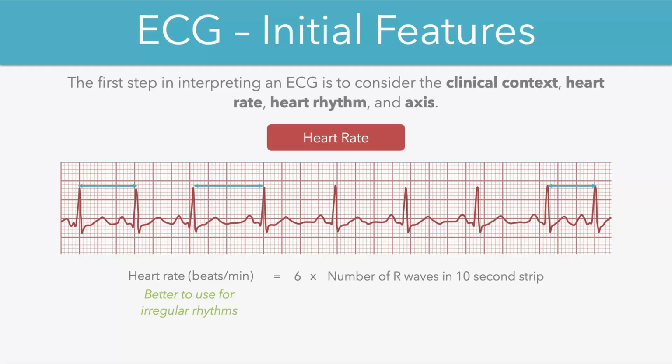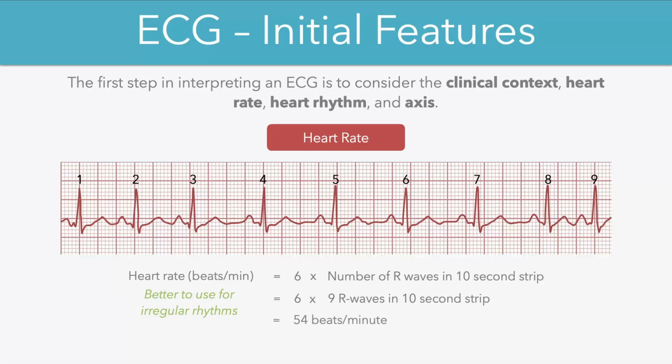Instead, an alternative approach would be to count the number of QRS complexes or the number of R waves present in a 10-second strip, and then multiplying this value by 6 to give the total number in 1 minute. To demonstrate this, in this case we can see 9 QRS complexes in a 10-second strip. So if we calculate a value of 9 times 6, we get a value of 54 beats per minute for the heart rate.